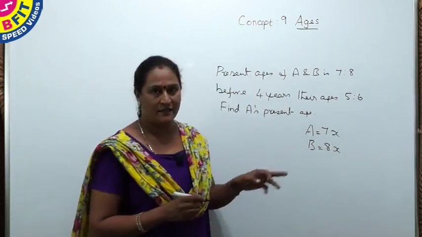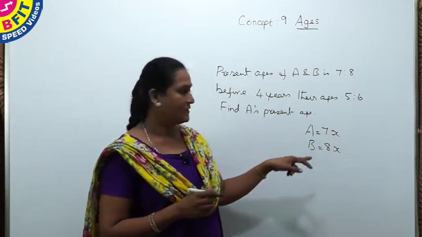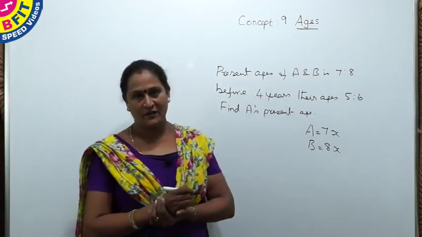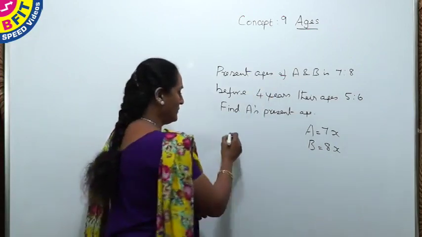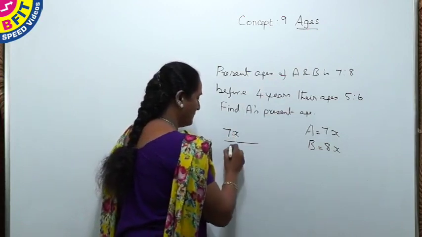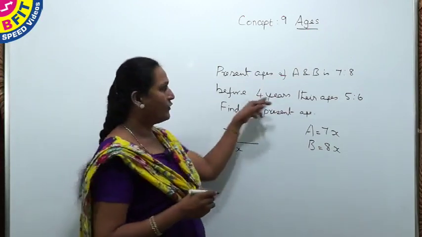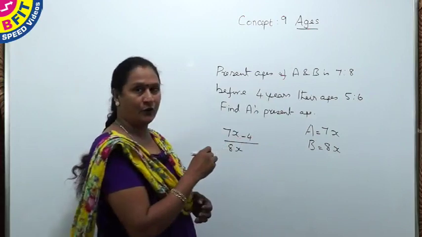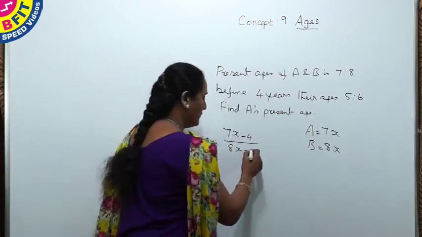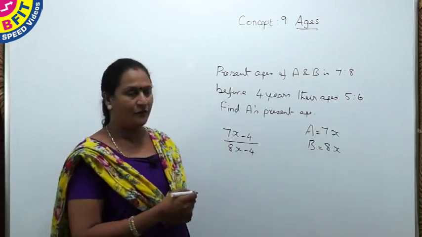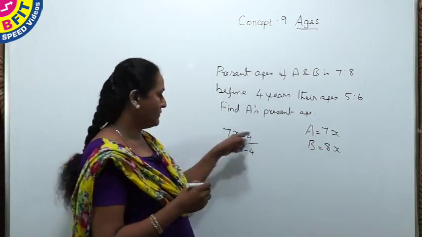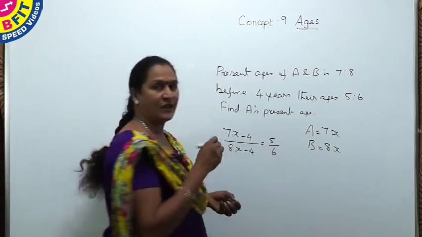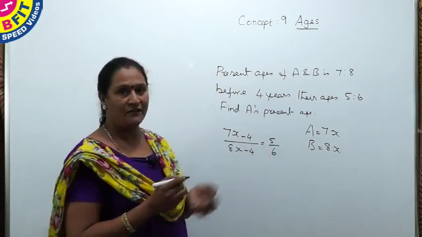We need to find A's age. For that, we need the value of x, that is the value of one part, which we have cancelled out from their ages to get the ratio 7:8. So A's age is 7x and B's age is 8x, and the ratio before 4 years is given. Before 4 years means from 7x we subtract 4, and for both persons, the same period, we subtract 4 to get the ratio before 4 years. So (7x minus 4) by (8x minus 4) is 5/6.